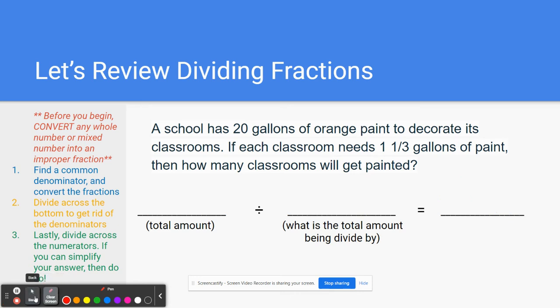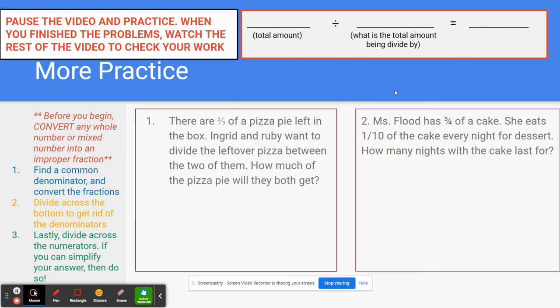All right, so here's what we are going to do now. On the screen, you see 2 word problems, all right? And as always, we still see the steps on the left hand of the screen. What I'm going to ask you to do is try these questions on your own. Read the questions carefully. Think about what's your total amount, what is it being divided by, and then follow the steps on the left hand of the screen to solve your problem, all right?